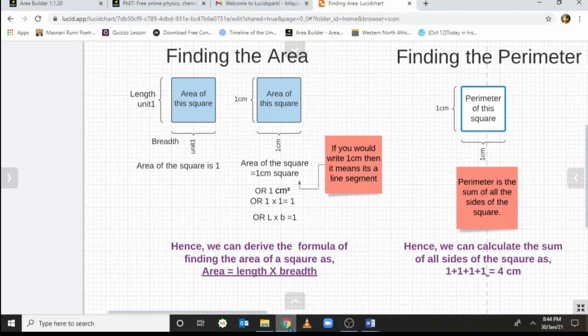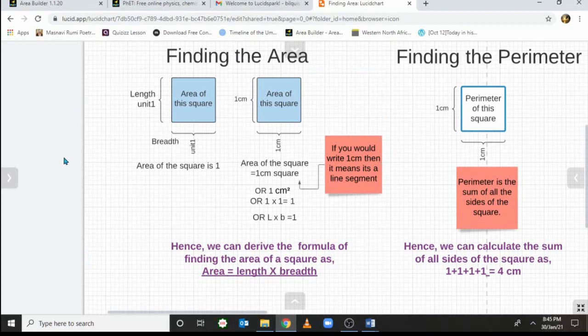So first of all, let's see if you want to find the area of this square. The question arises, what is area? So area is the covered space, the colored or shaded part of this square. As you can see in this square, it's a two-sided or two-dimensional figure. What is dimension? So the dimension of these squares are length and the breadth.